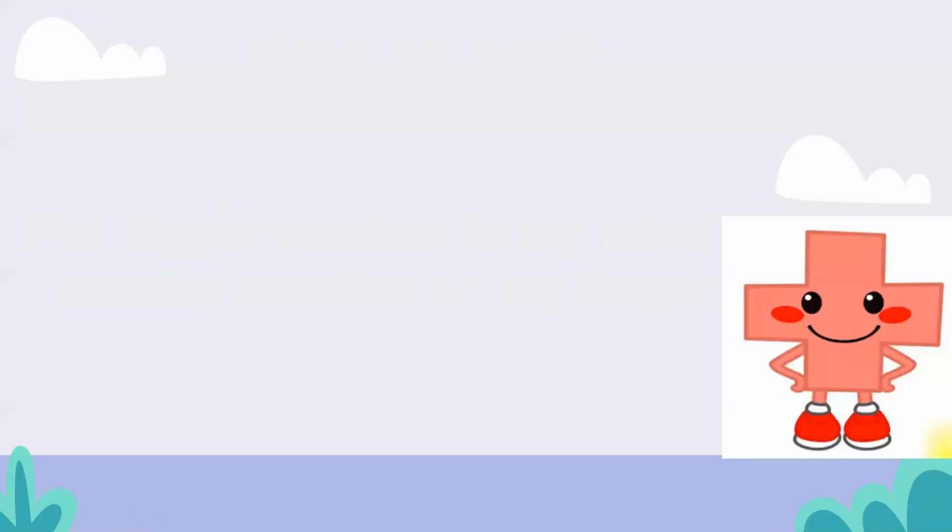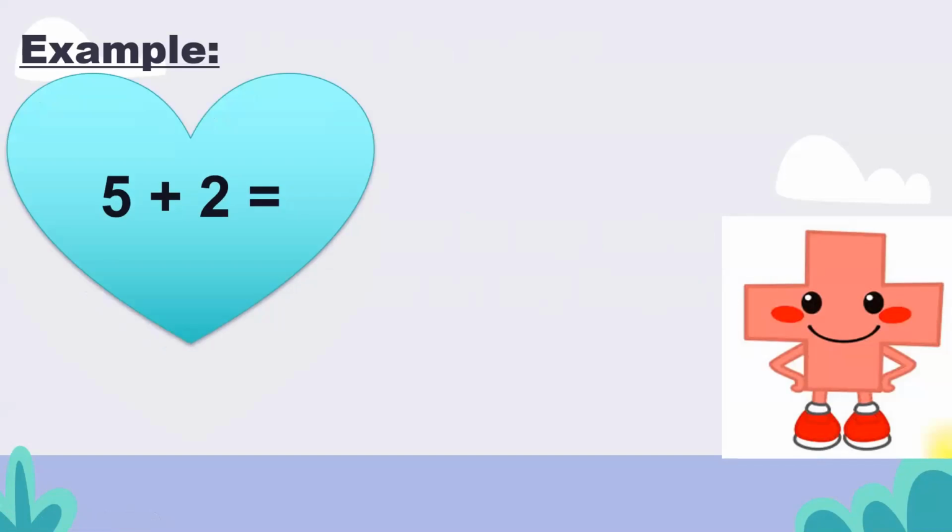Let's take some examples. First, 5 plus 2. What is this sign? This is plus. Which number is the bigger number? It's 5. And which number is the smallest number? It's 2. So after 5, 6, and then 7. So the answer will be 7. Very good, Omar, Yassine, Hamza, and Malika.